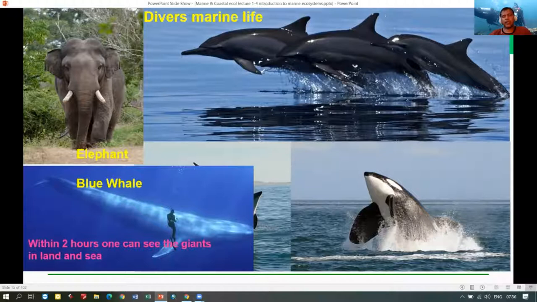The unique thing that I think I have mentioned many times, another unique thing with the marine environment, or not only the marine, with Sri Lanka, is that you can see both the terrestrial and the marine giants, the blue whale and the elephant, in a short period of time. This is the unique thing. I think nowhere in the whale world can you get that experience, to see the giants of the terrestrial and the marine environment within just a couple of hours. Nowhere in the world, I think. So that is something unique that we have.